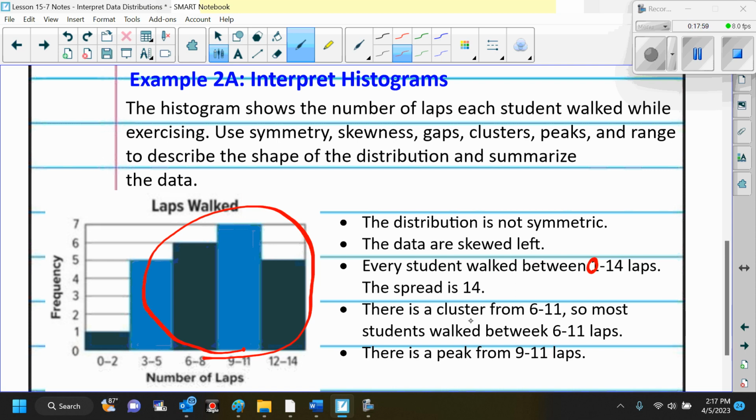There is a cluster from 6 to 11 right here of data. So most of the students walked between 6 and 11 laps. And there is a peak at 9 to 11. So this is where the peak is. 9 to 11 laps. And there we go.